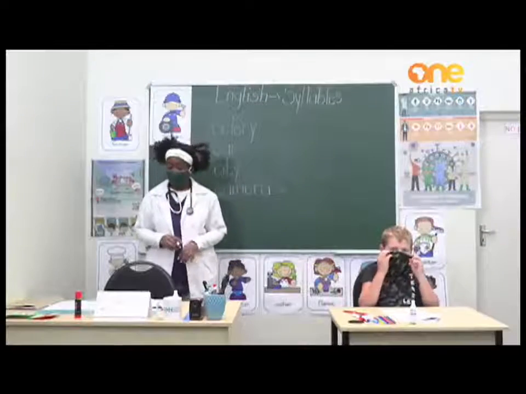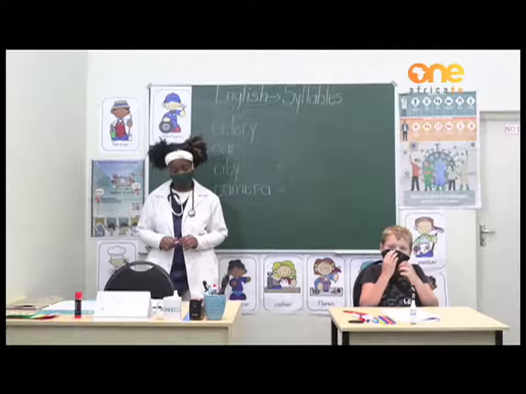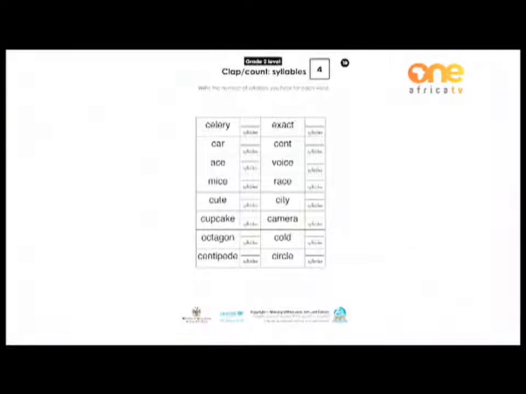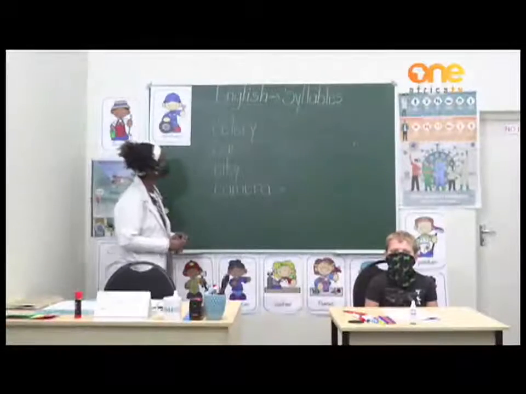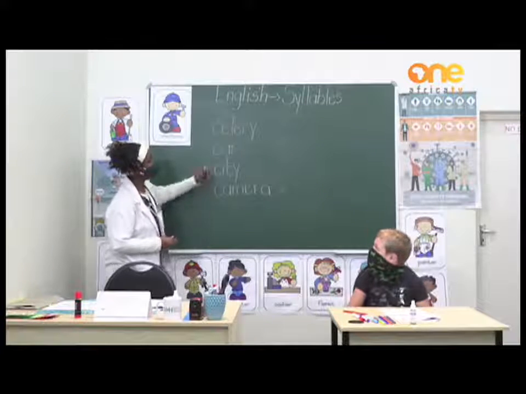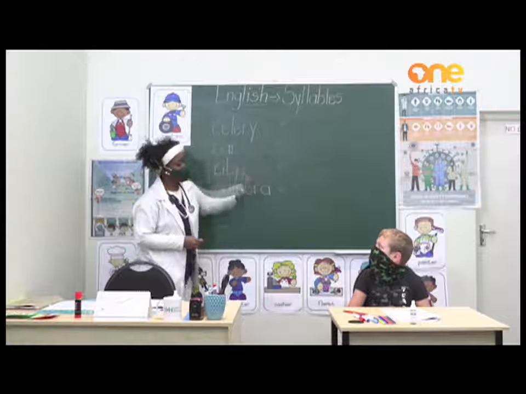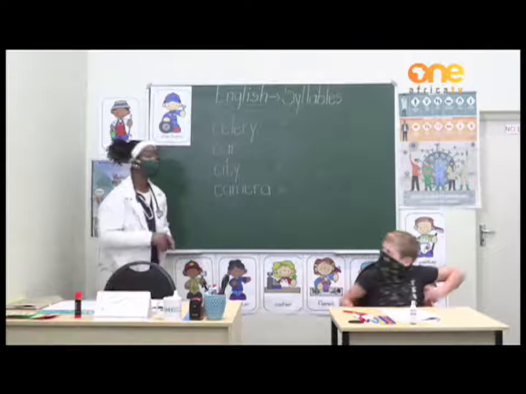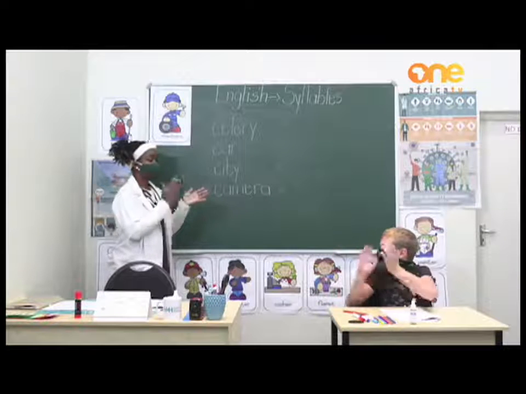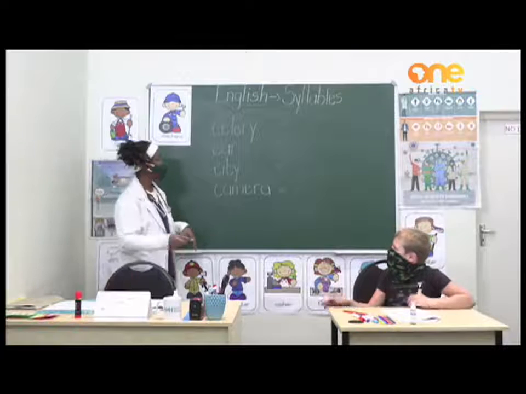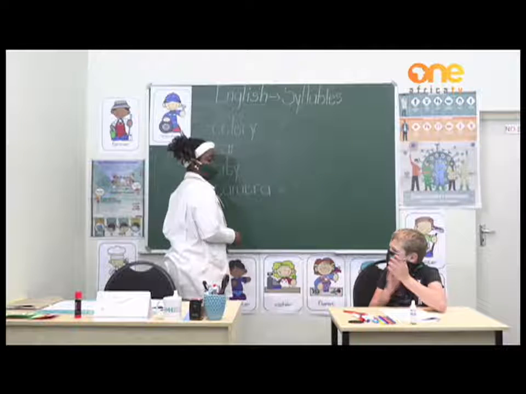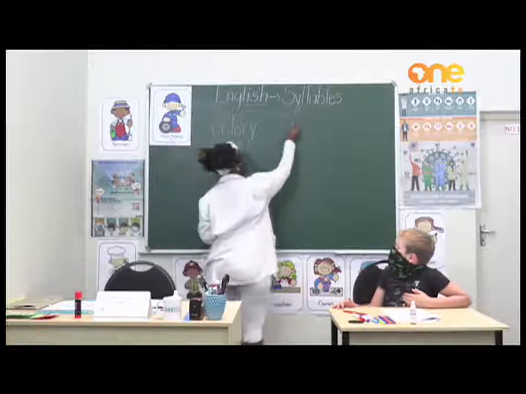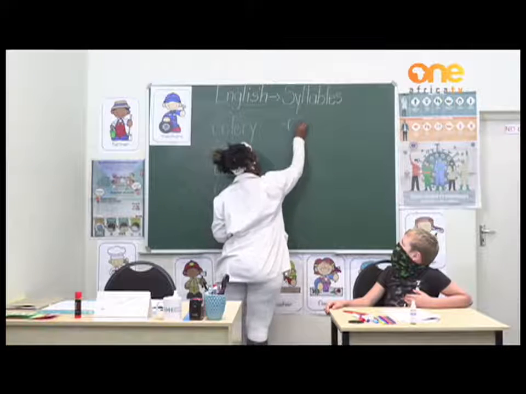All right, I would like for us to turn to page 19, where we are going to clap and count the syllables. Let us quickly look on the chalkboard. I have written here a few words. Let us read the words here. Celery, and then we have to clap the word celery. Celery. How many syllables do we have there? 3 syllables. Now, this is how we break the words.